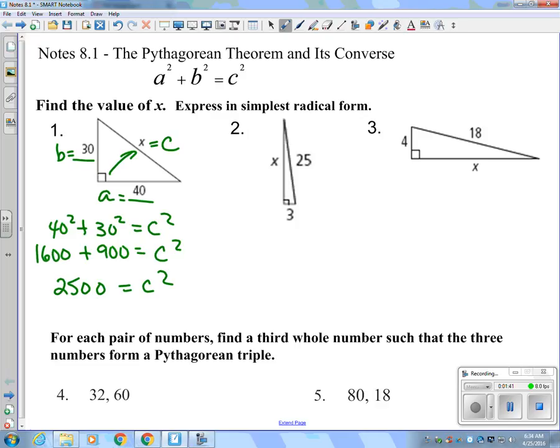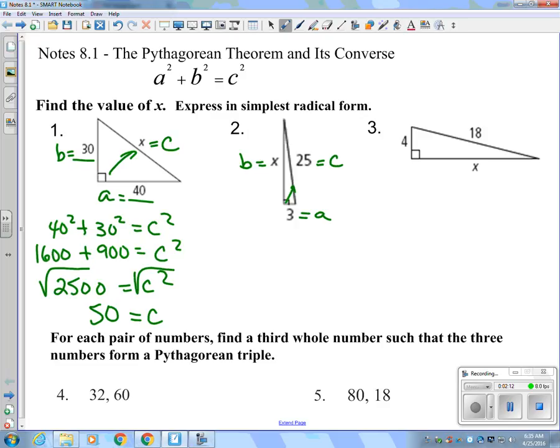Now, we don't know if that's a perfect square root or not, so first we would just type that in our calculator and see if 2500 has a square root. And it does. It's 50. If it didn't, then because this says simplest radical form, we'd need to simplify it. Maybe one of these others will need simplifying because this one's a perfect square. So looking at this one, the one across from the right angle is 25. So that's our C. So the bottom is A and the side is B.